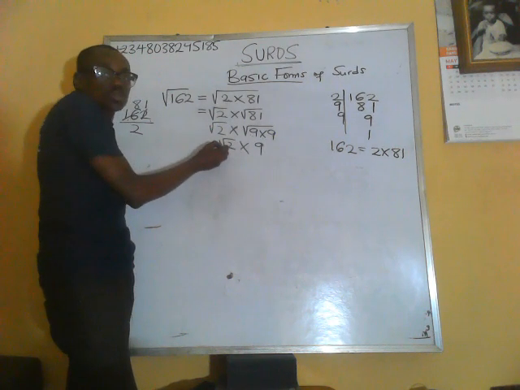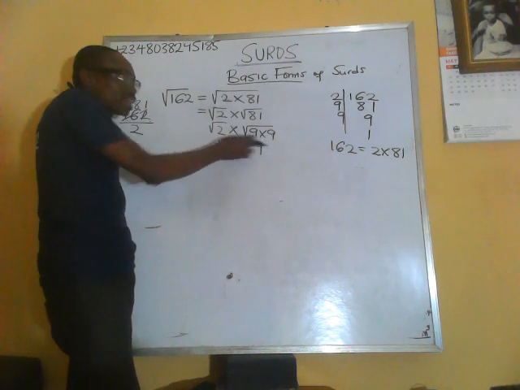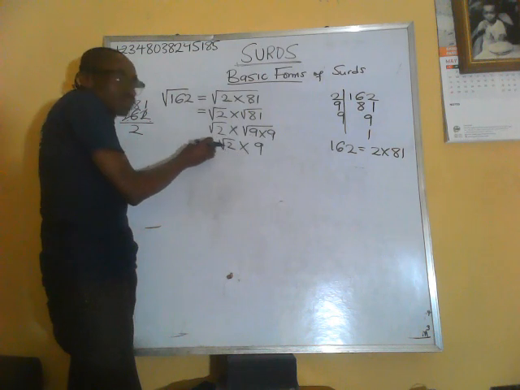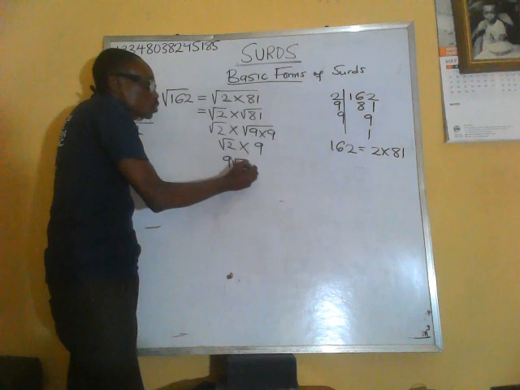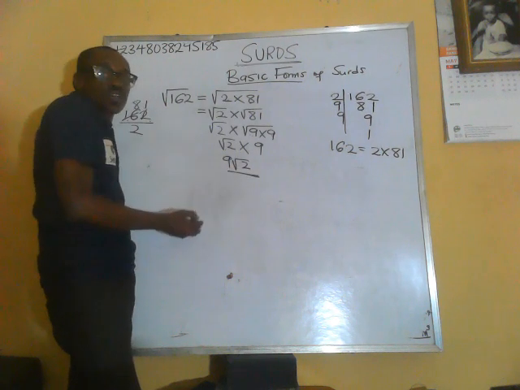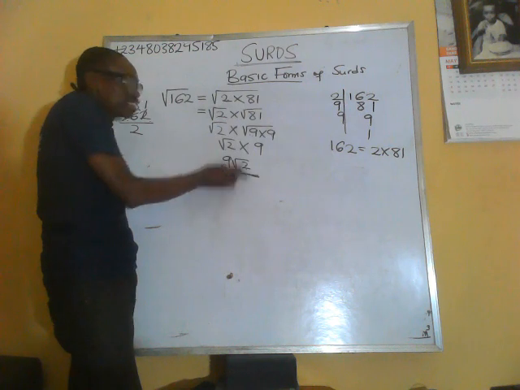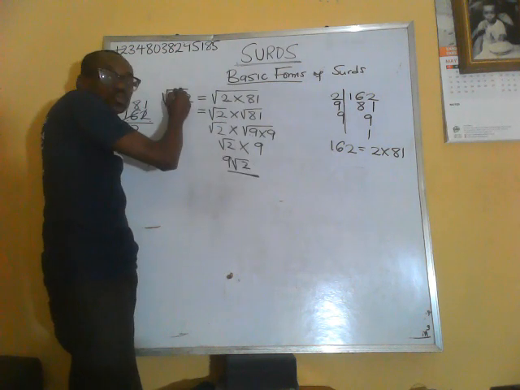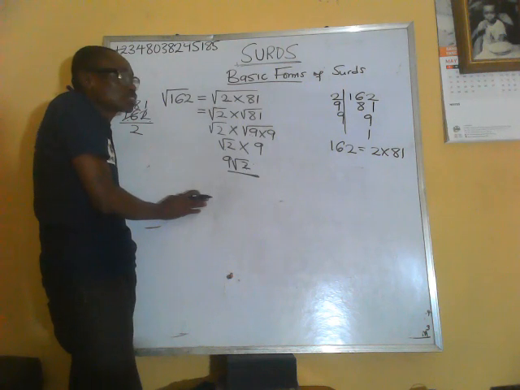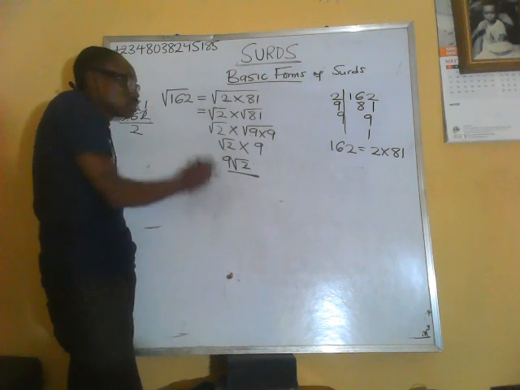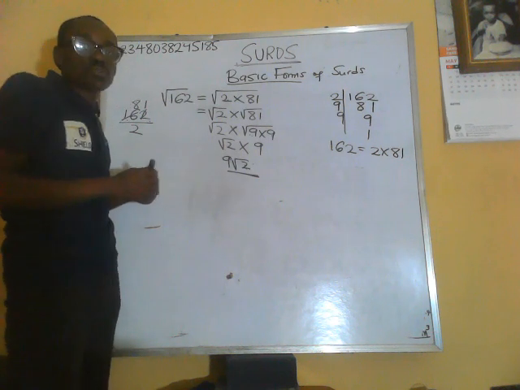The square root of 2 is going to be a decimal, so we're going to leave it this way. So we can take this 9 from behind the root sign. We can write this as 9 root 2. We can't simplify root 2 any further. This is the basic form of root 162.